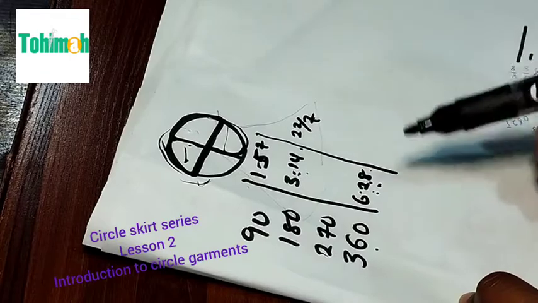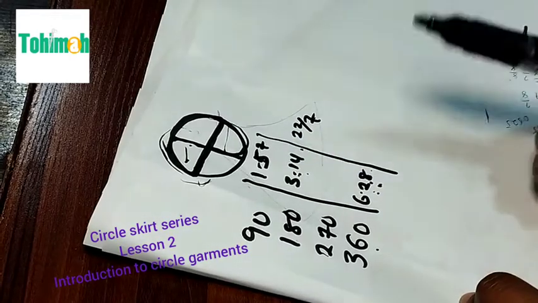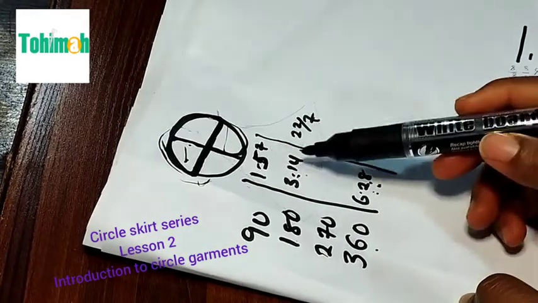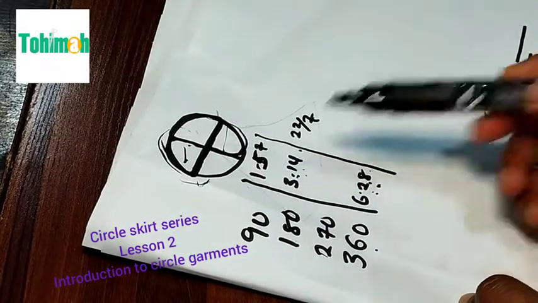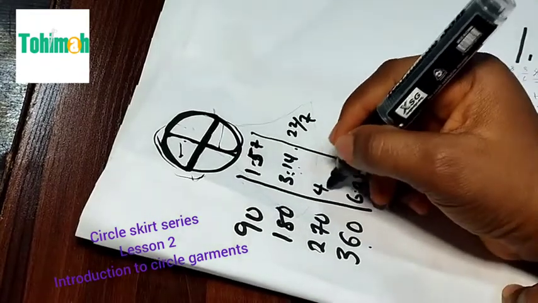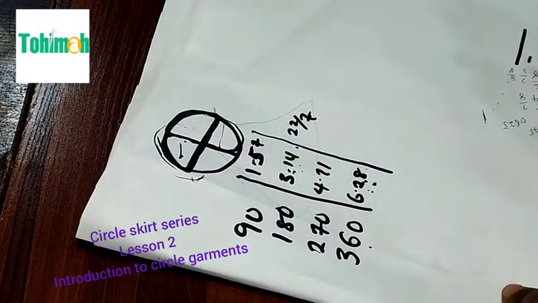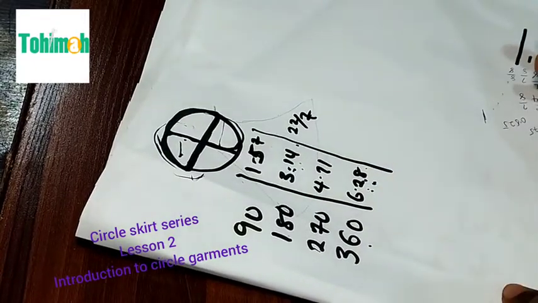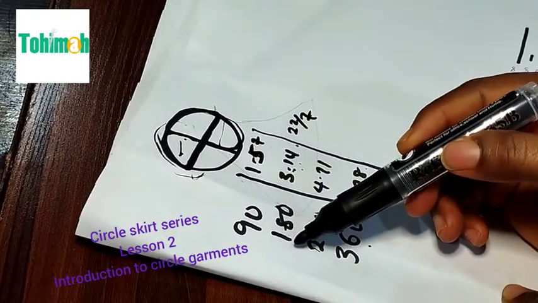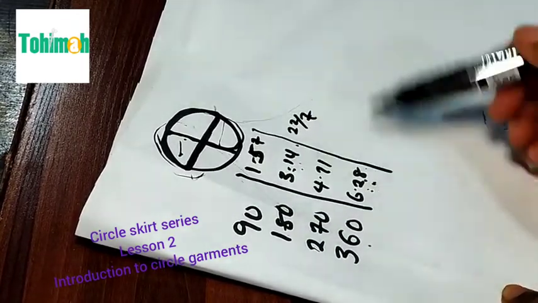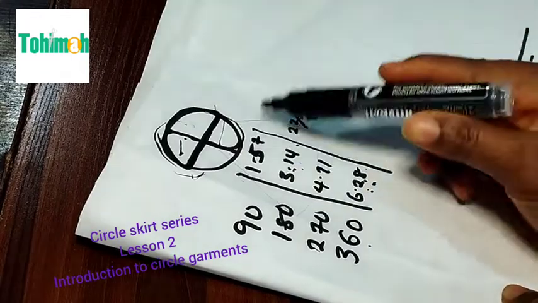So now this is 1.57. So now if you add this together, 90 plus 180, you have 270. So you can just add this together with this, it will give you 4.71. So that's how I got this fraction. Just memorize one, know the corresponding circles, degree, and just use it to get others. That's how you get it.